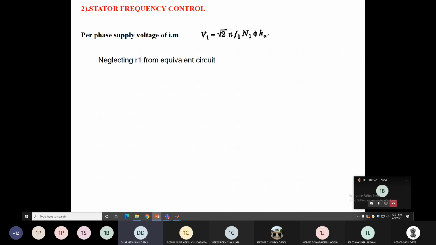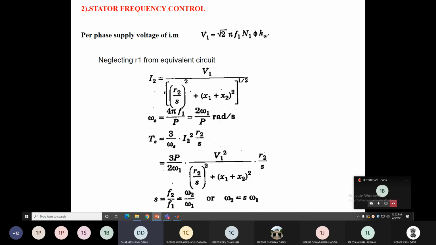So with the increased frequency and constant supply voltage, what will happen? The synchronous speed of the induction motor will increase. That will increase the speed of the motor, and with the increase in frequency, the flux and torque of the induction motor will reduce. So induction motor performance at constant voltage and increased frequency will give less torque and less air gap flux. So let's try to understand by using the equations.